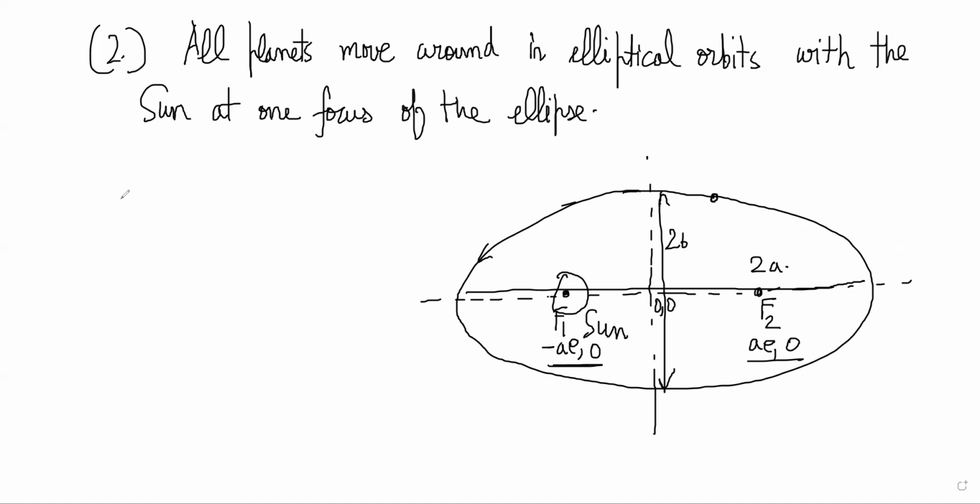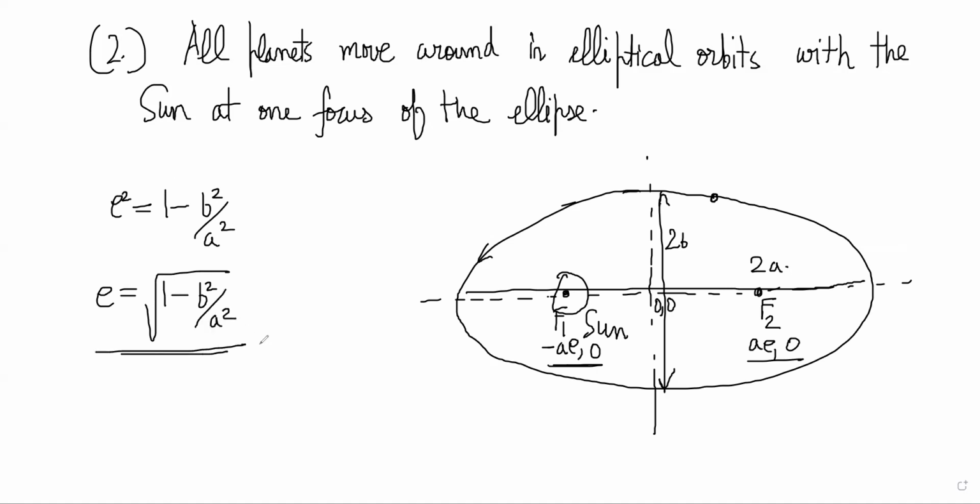You should know that there is a relation E square is equal to 1 minus B square by A square. E is the eccentricity. So this is the eccentricity of the ellipse. And you can see from here that this point is minus A comma 0 and this point is A comma 0. So the planets are not at same radius from the sun all the time, right? Sometimes they are farther, sometimes they are closer.